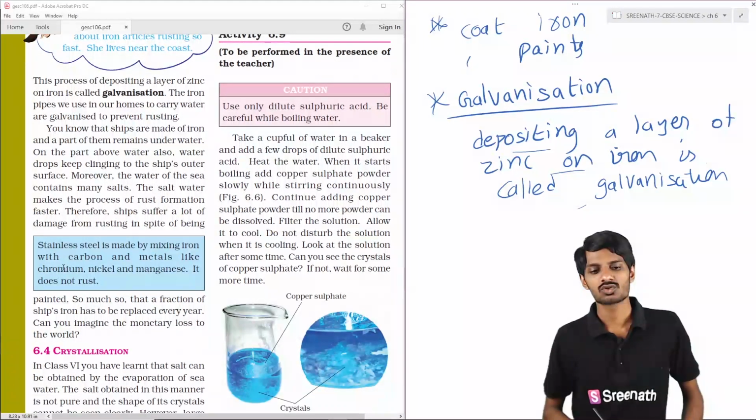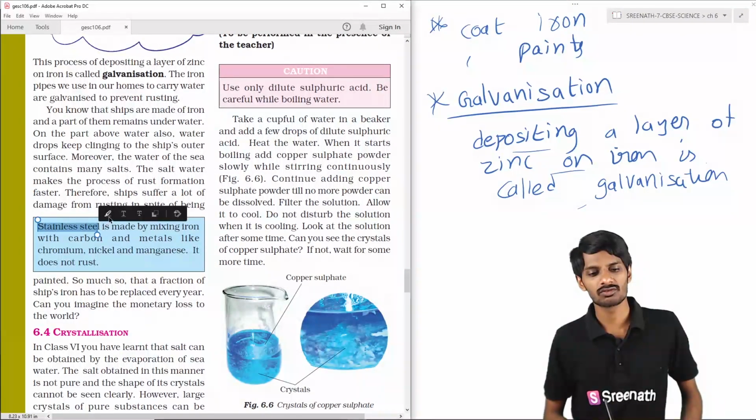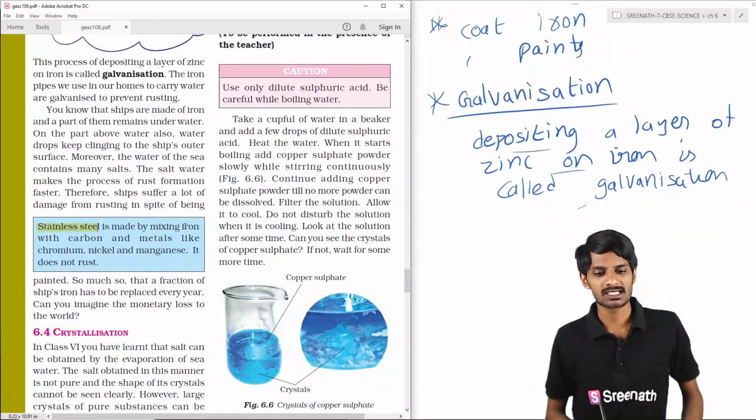Stainless steel, a word we will hear very frequently, is made by mixing iron with carbon or with some other metals like chromium and nickel, students.